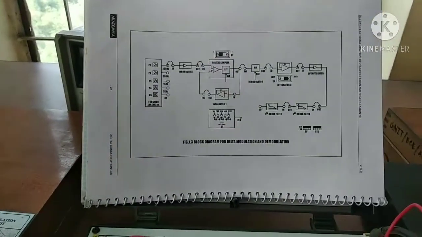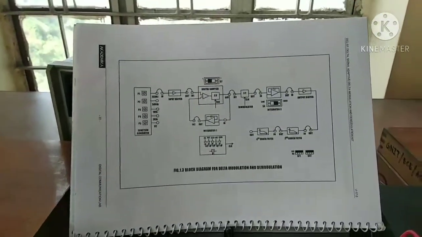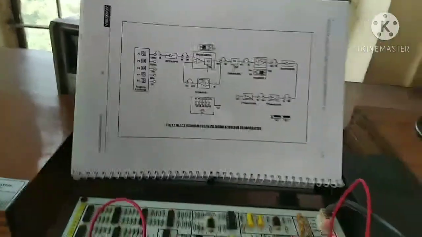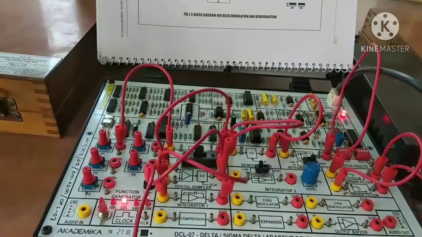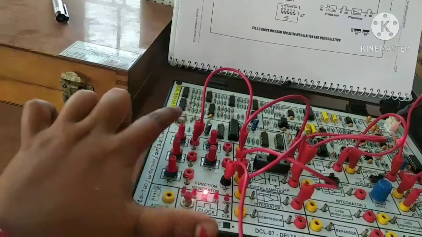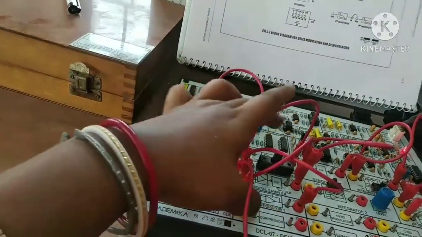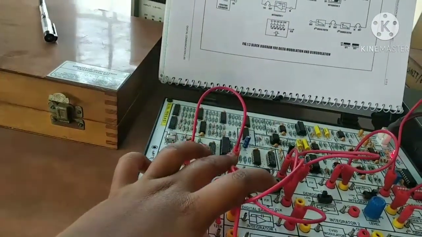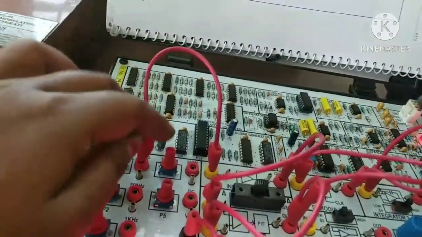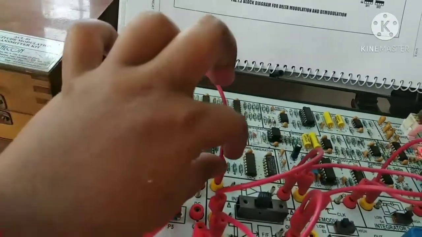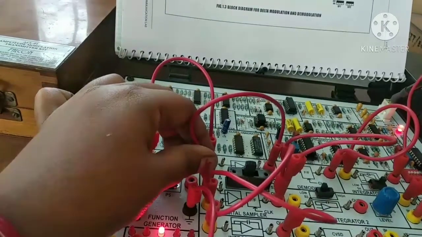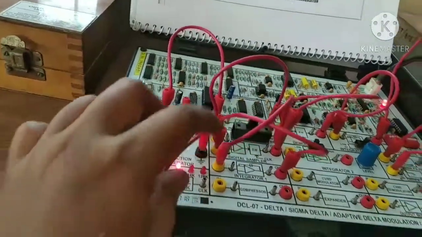This is the circuit diagram of the delta modulation. According to this circuit, the circuit diagram is designed in the kit. We follow the circuit diagram. That is, first the function generator, then the input buffer. The function generator output is connected to the input buffer, then the input buffer to the digital sampler. Then there is a feedback circuit.